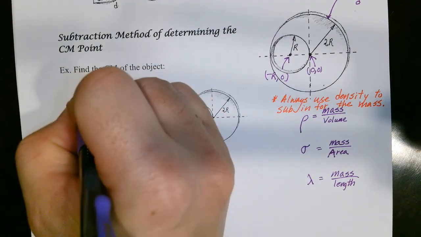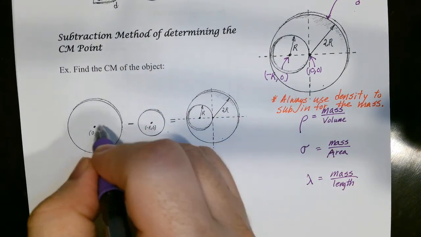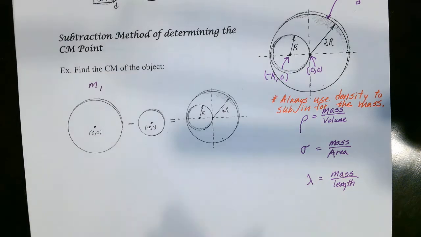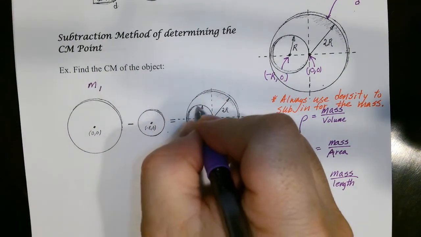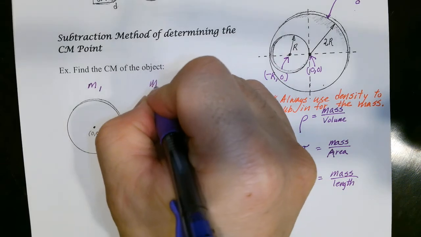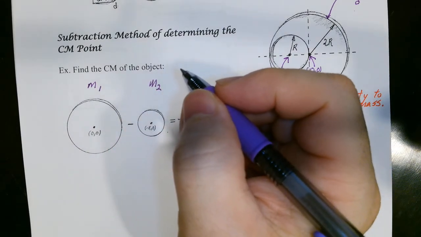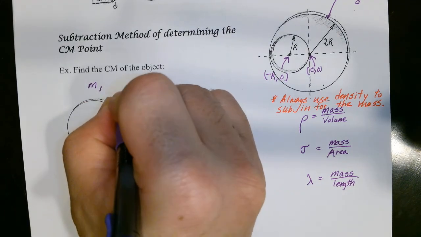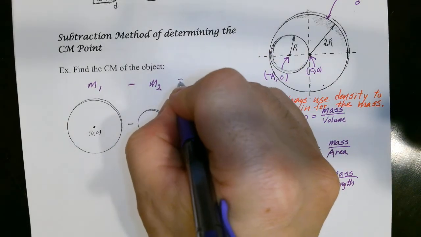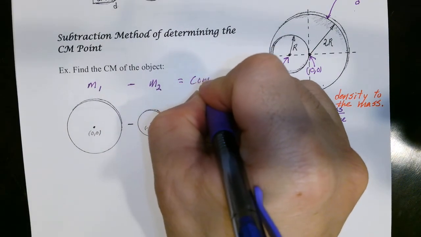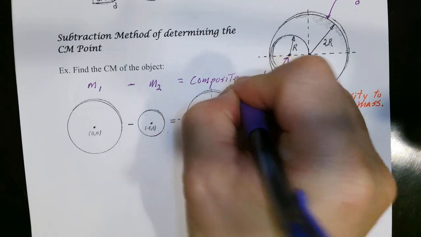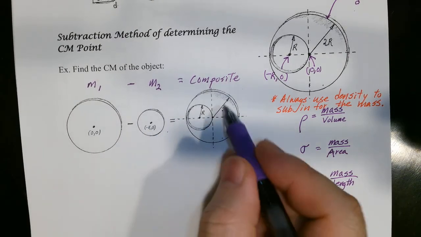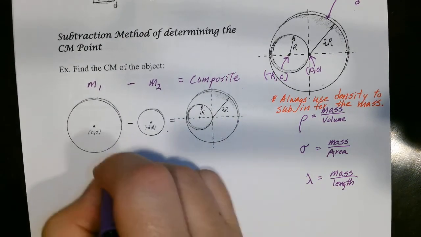I'm going to consider this solid disk without the hole to be my mass M1, and the hole that I cut out will be my M2. We're going to subtract this mass minus the cutout mass, like that, and this will be the composite of it. So when we cut this much out of this, we'll get that.